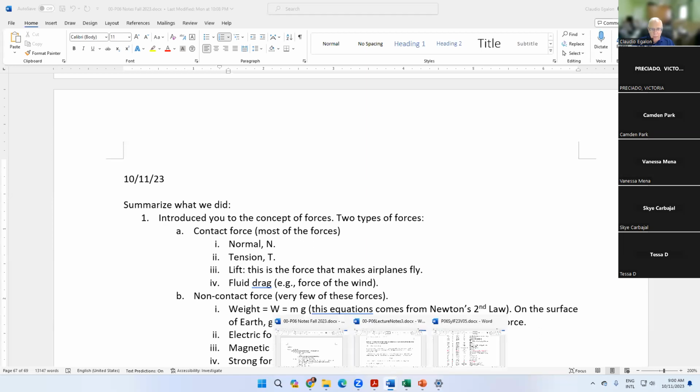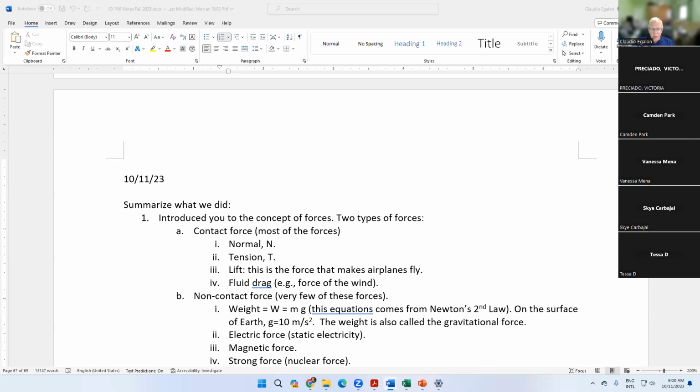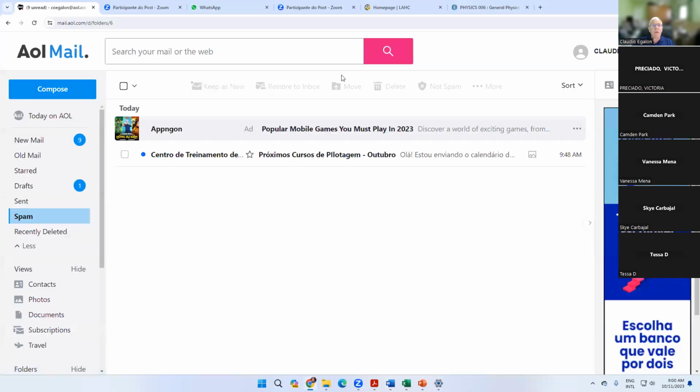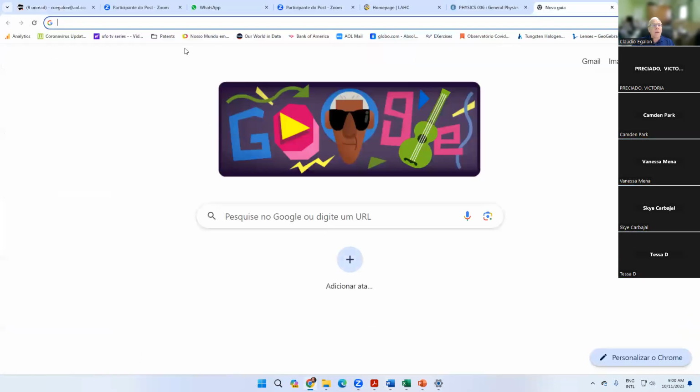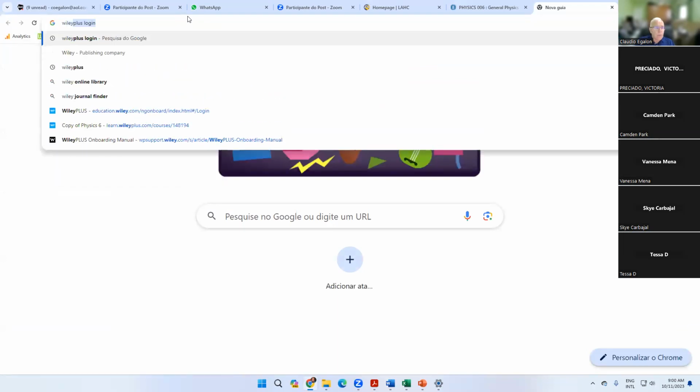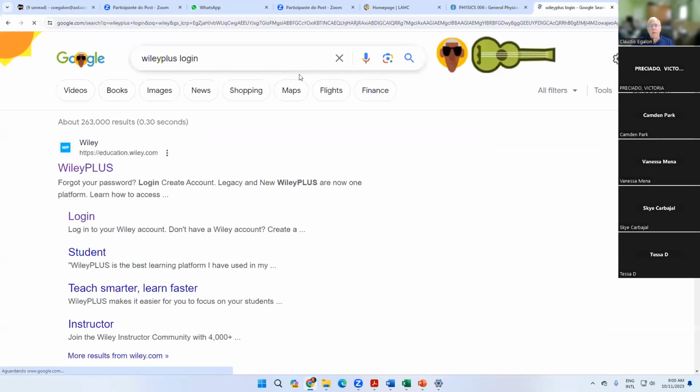And I want some illustrations for you so you can see it. Let's see if we can get that from the book. If you don't get it from the book, we go on the internet. Wiley Plus, let's see if the book has it. Right, Wiley Plus here.